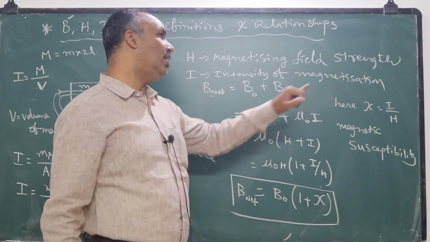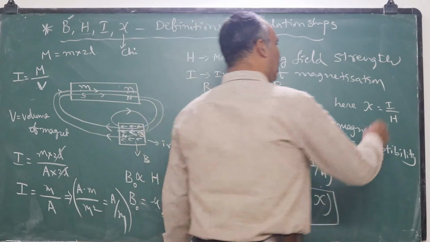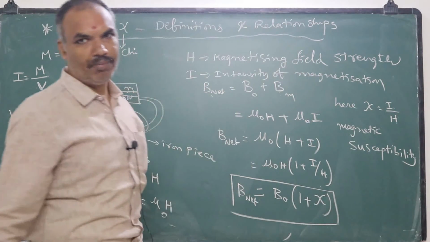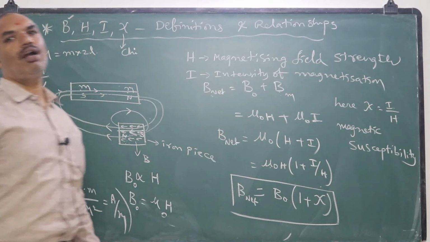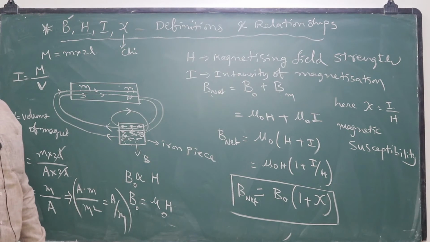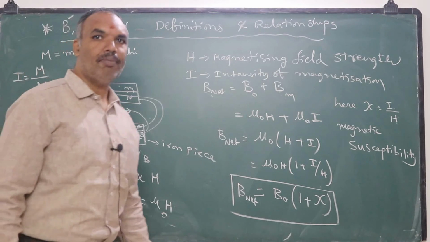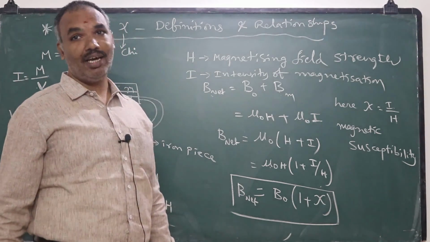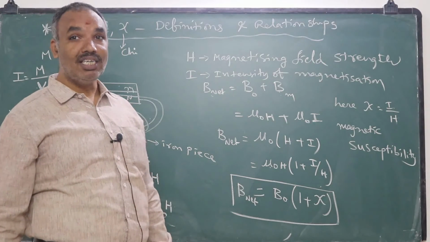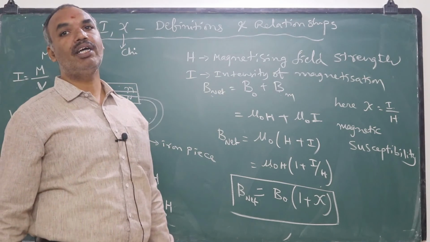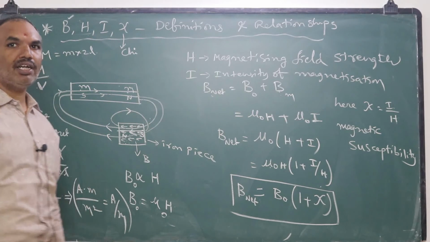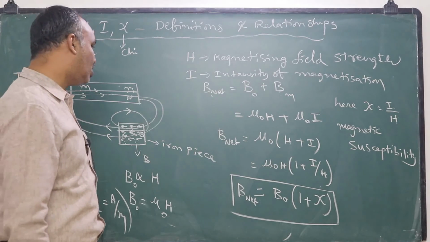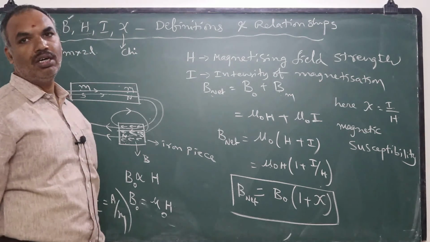Here, susceptibility is the intensity of magnetization developed in the material divided by the strength of the magnetic field applied. The ratio of these two is called magnetic susceptibility. With the help of magnetic susceptibility, we will say which type of magnetic material it is. We classify the materials into three categories: diamagnetic materials, paramagnetic materials, and ferromagnetic materials. The discussion we will do in the next session.